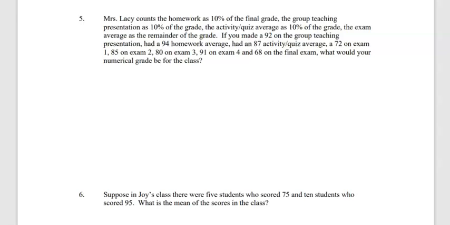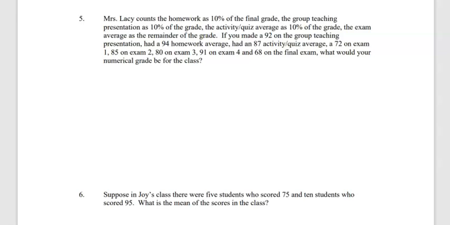So it says Miss Lacey counts the homework as 10% of the final grade, the group teaching presentation as 10% of the grade, the activity quiz average as 10% of the grade, the exam average as the remainder of the grade. If you made a 92 on the group teaching project presentation, had a 94 homework average, had an 87 activity quiz average, a 72 on exam 1, 85 on exam 2, 80 on exam 3, 91 on exam 4, and 68 on the final exam, what would your numerical grade be for the class?